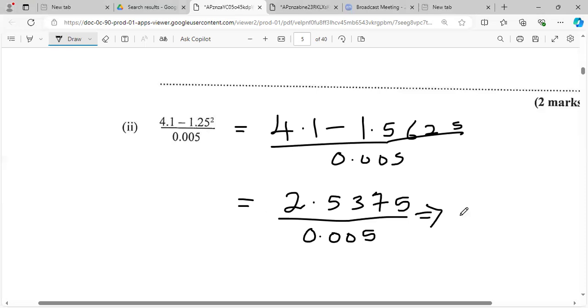Alright, so my final answer when I divide is 50.75. They didn't say round it off or anything, they just say that, right? So it's 50.75.